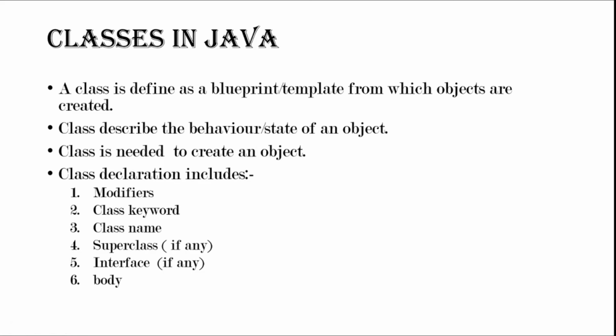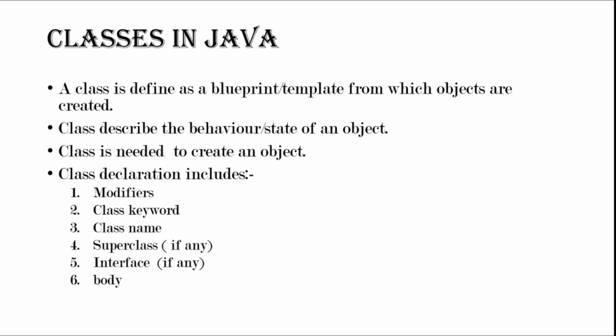Hello everyone. In this video, we are going to learn classes and objects in Java. Java is an object-oriented programming language, which means everything in Java is associated with classes and objects. Classes and objects are basic concepts of object-oriented programming. So what is a class?